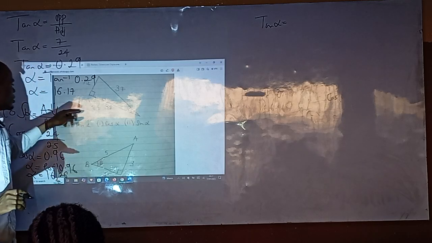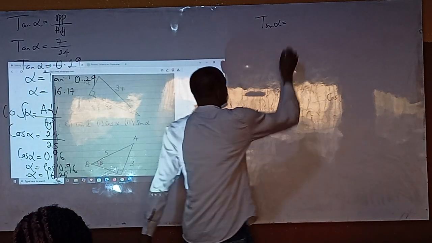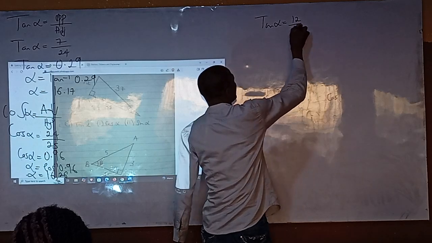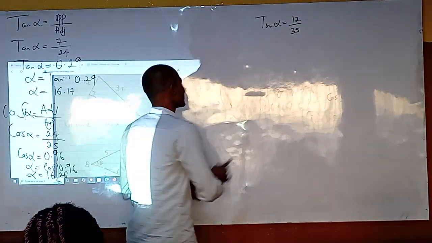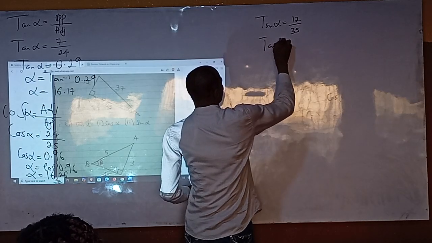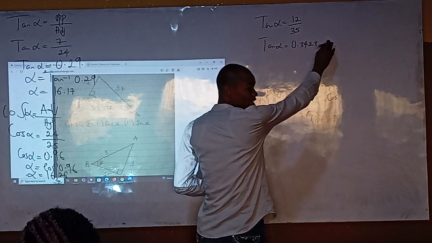I'm doing correction now. My opposite is 12, my adjacent is 35, and alpha equals 12 over 35. What's 12 over 35? Call all the figures that you can see. And alpha is 0.3428. There are other figures, right?